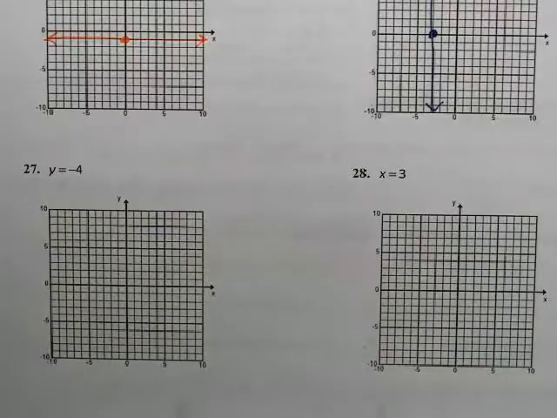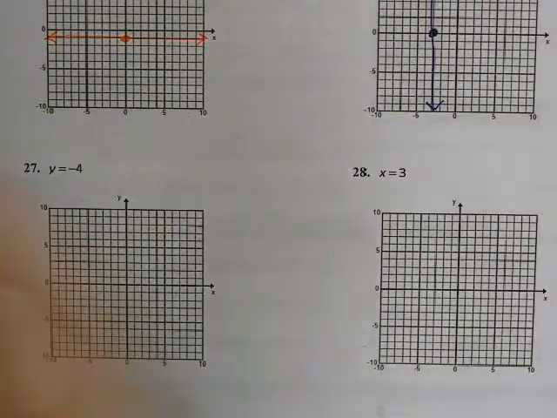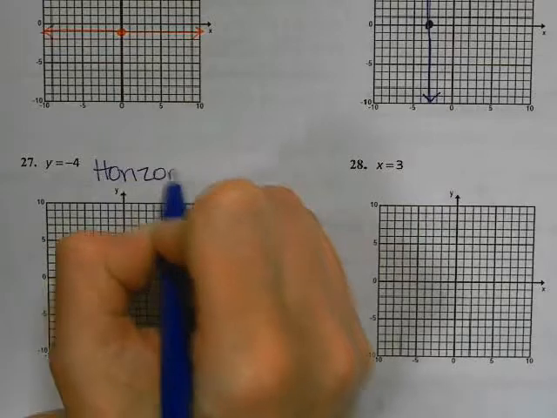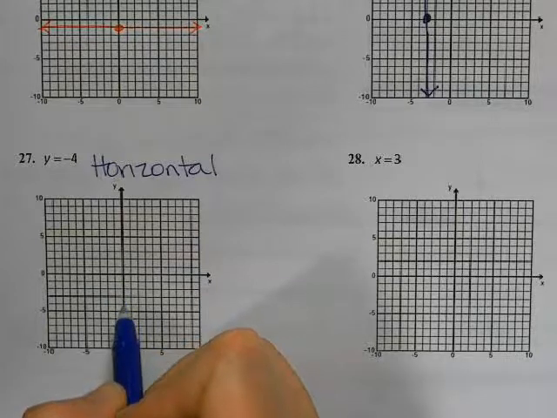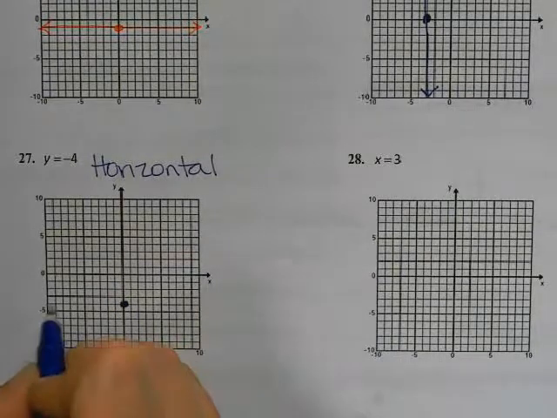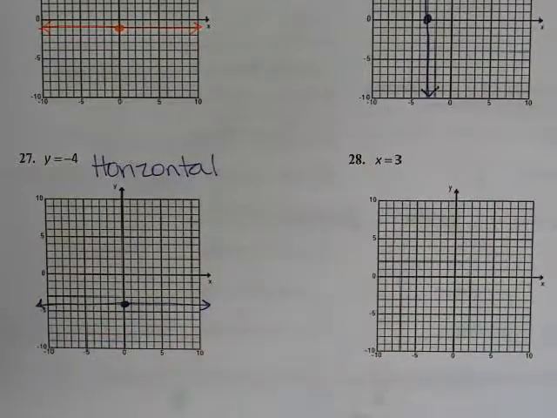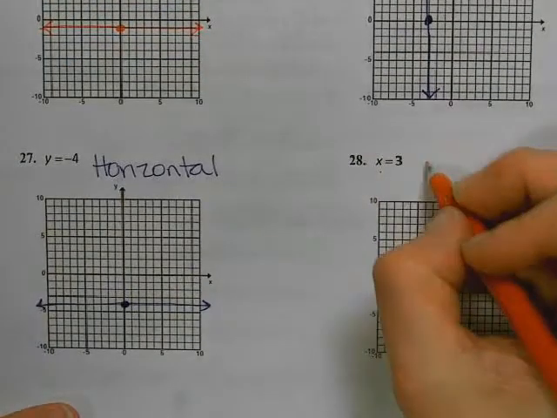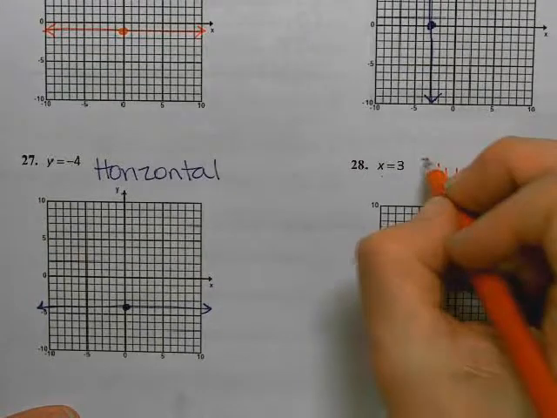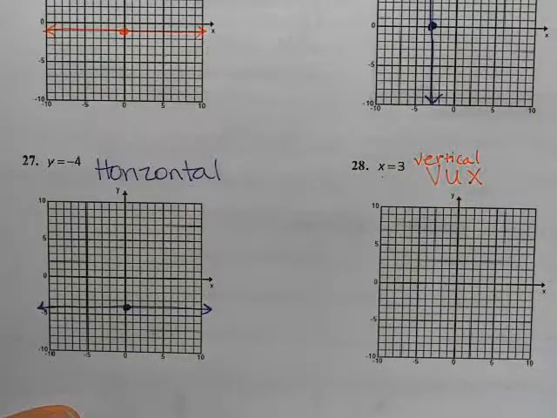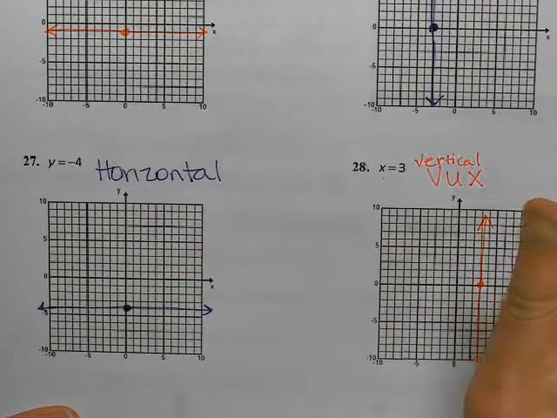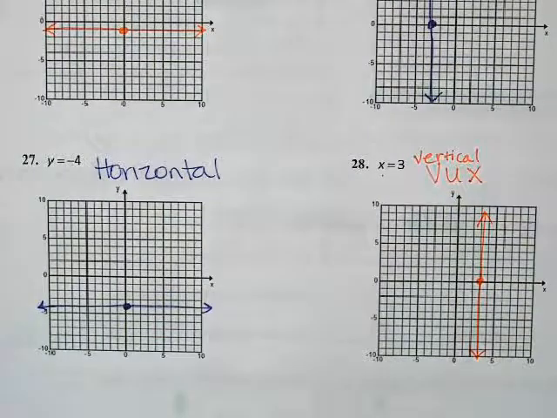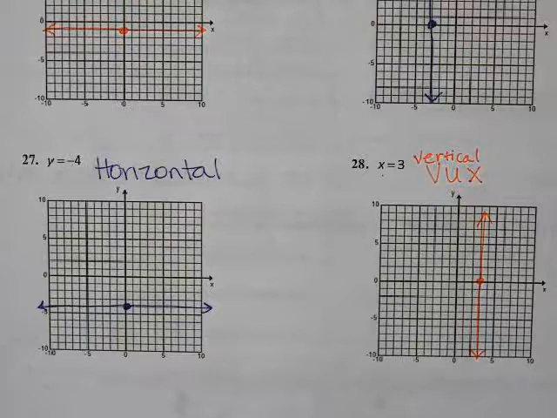Alright. 27, that's a HOY. So it's horizontal. And we go to the y-axis at -4, put a dot, and then draw a horizontal line through those points. Okay. And lastly, that's an x, so that's a VUX, vertical. So we're going to go to 3 on the x-axis, put a dot, and draw a vertical line. And we're done. Okay? Alright, I hope everybody gets those right on the test, because those are the easy ones. I love those. Those take like 3 seconds.